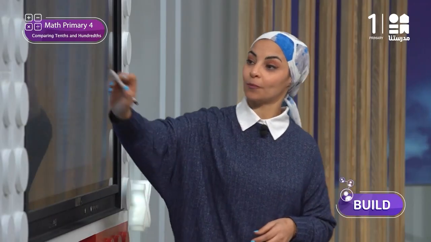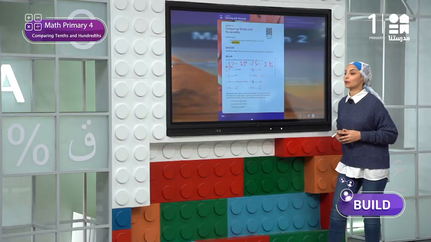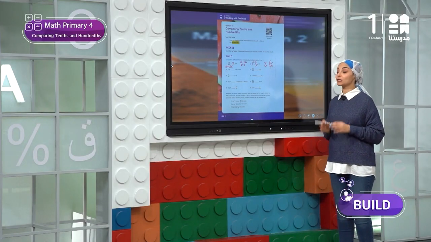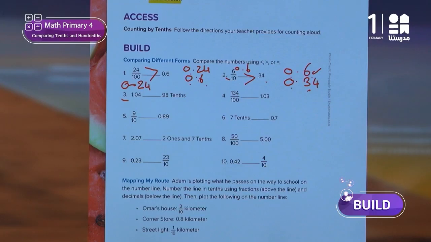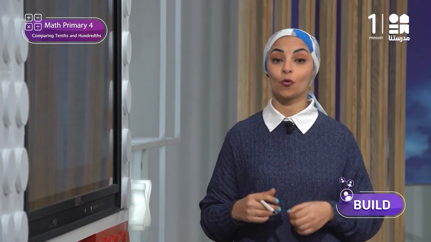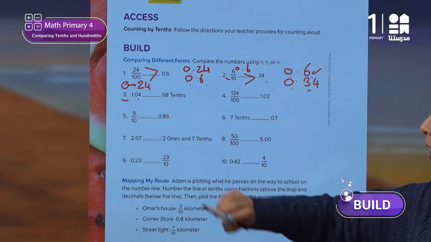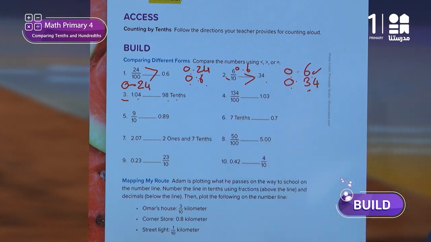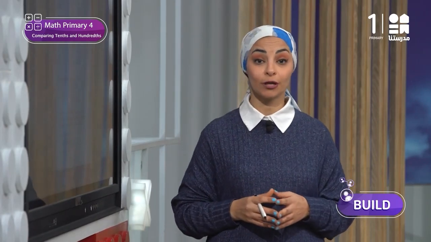تعالوا بقى نروح لproblem number 3. Problem number 3, he needs me to make more focus. لازم نركز كويس قوي وما نتسرعش في إجابة problem number 3. We want to compare 104 hundredths and 98 tenths. طيب أنا متأكدة إن أنتوا كلكم ملاحظين إن second number written in unit form. تعالوا نكتبه in the same form.